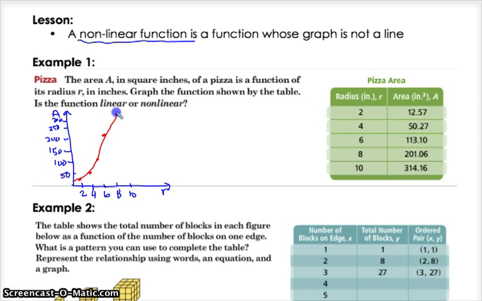This is not a linear function because the graph does not make a straight line.